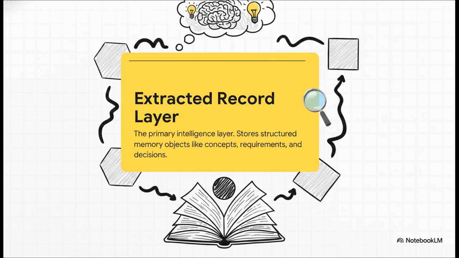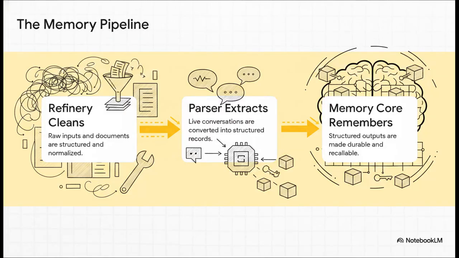And all this extracted state gets stored in something called the extracted record layer. Now, don't think of this like a boring text file with your chat history. It's more like a super smart, structured database of meaning. It's built to hold the actual concepts that came from your talk, not just the words you used to get there.